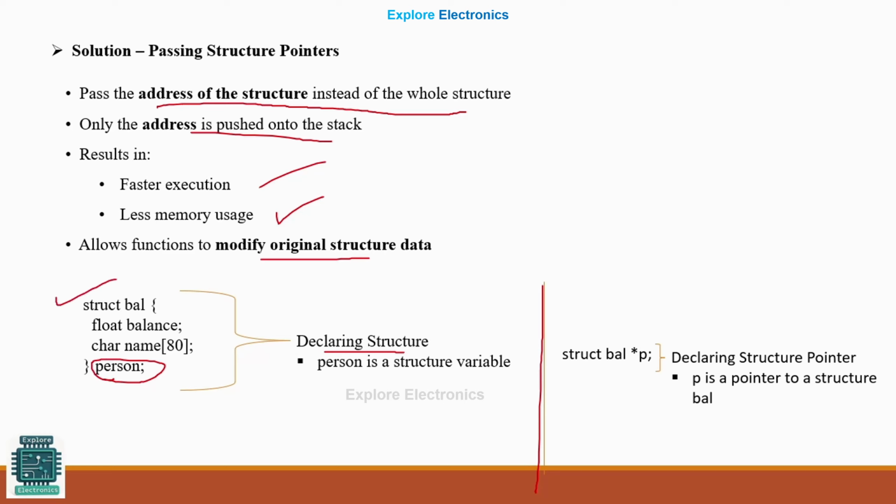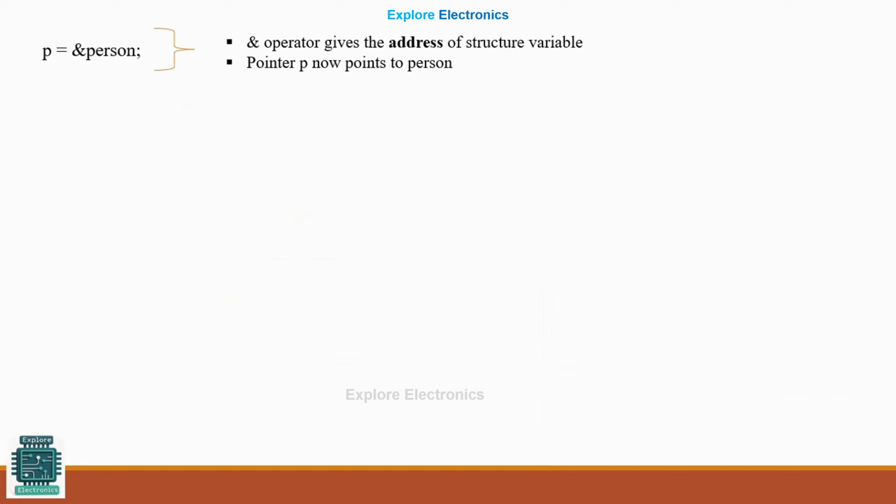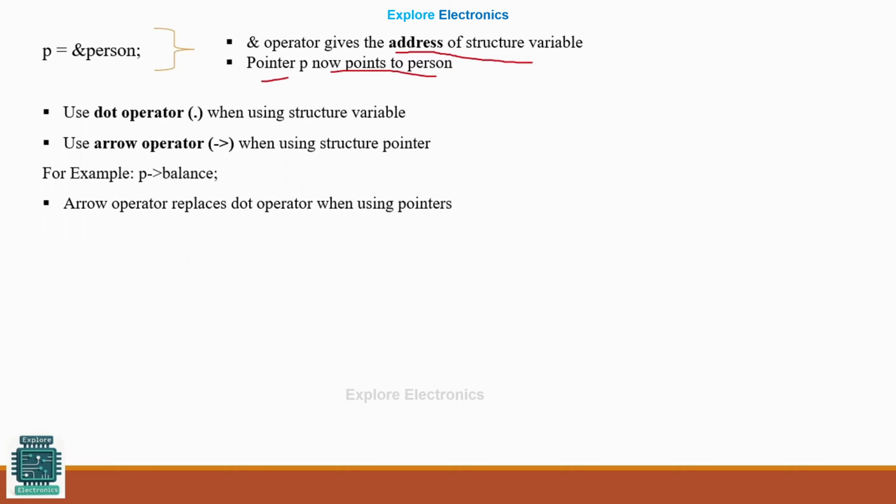Then what about the structure pointer? In this way we declare a structure pointer. Now P is a pointer to a structure balance. Now, P is equal to ampersand person, where the ampersand operator gives the address of the structure variable, and pointer P now points to the person address. As I always say, hash indicates a value.